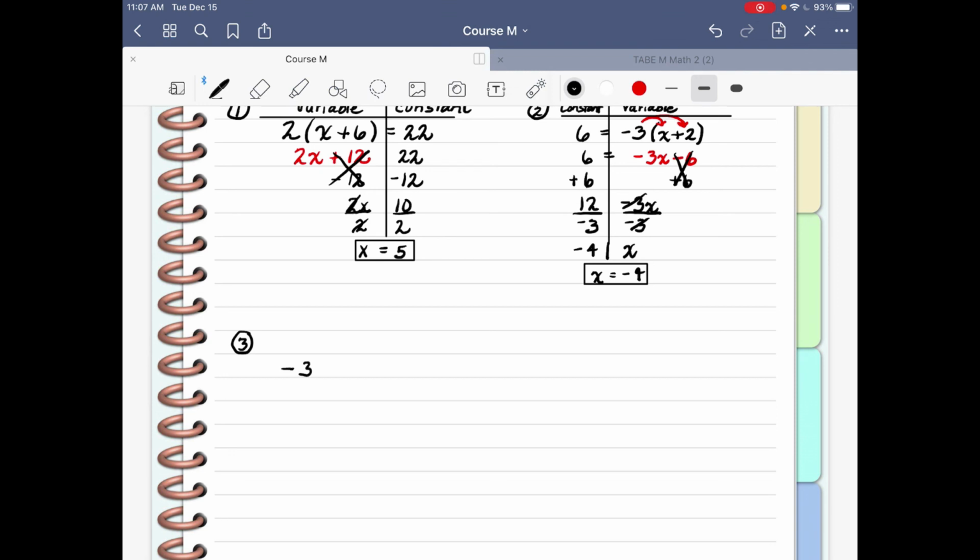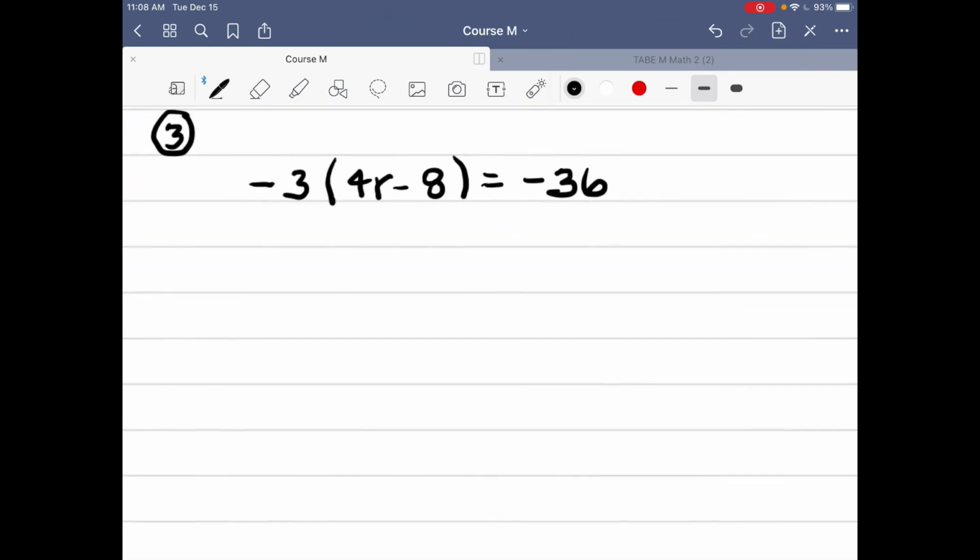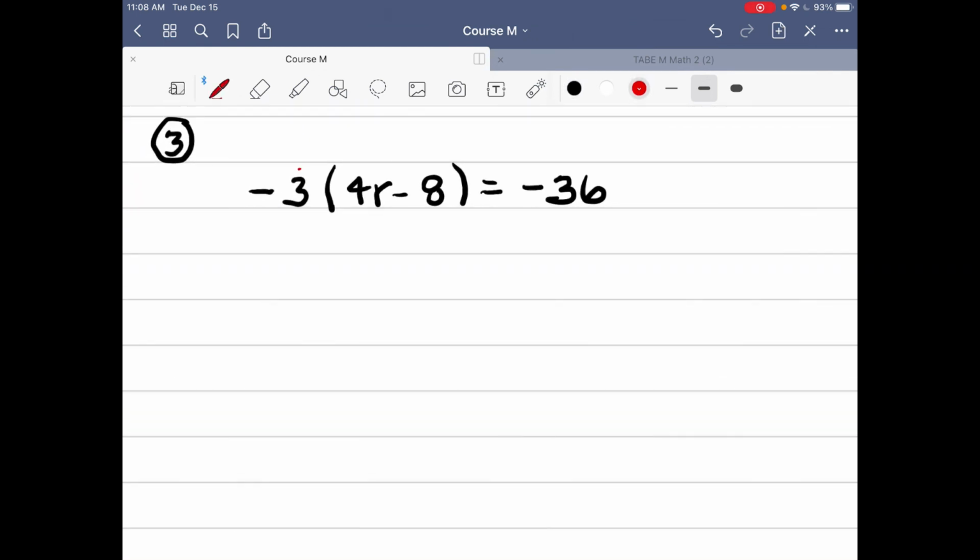I have -3 parentheses 4r minus 8 parentheses equals -36. So I'm going to distribute before I draw my power T so it'll all fit in there. So I have -3 times 4, that's -12 with an r. And then -3 times -8 is +24. And copy.